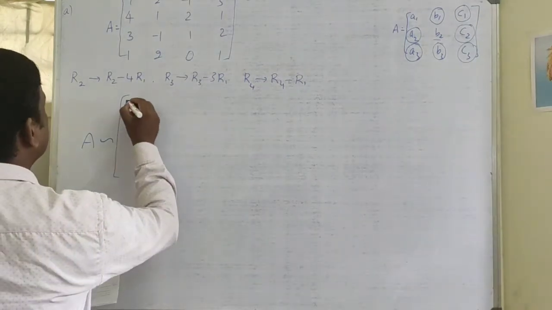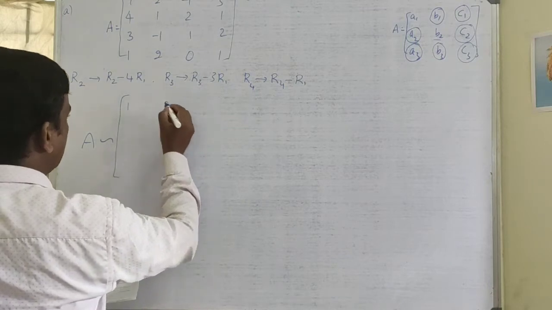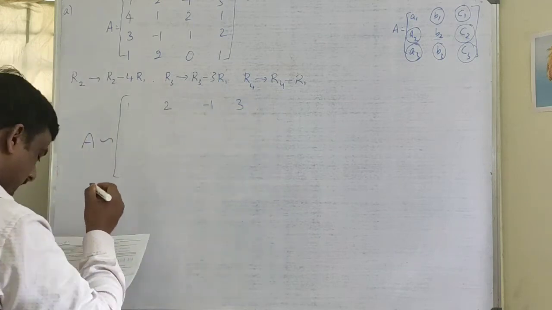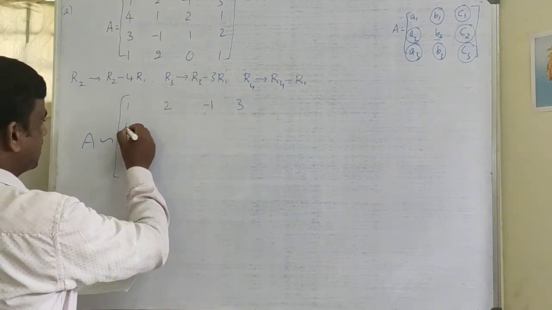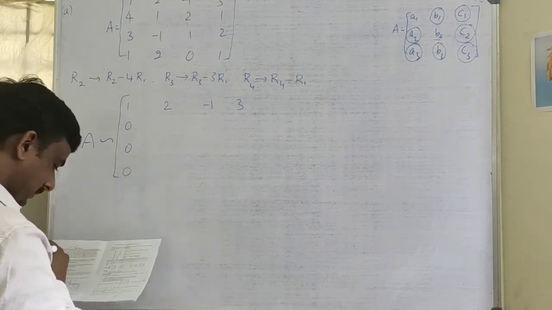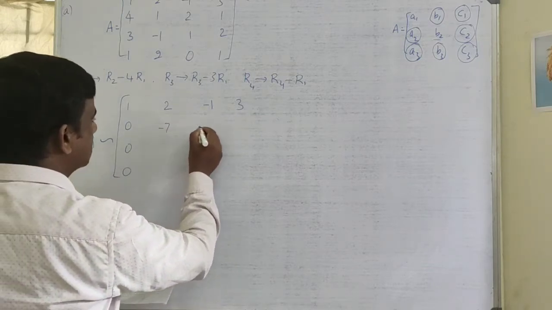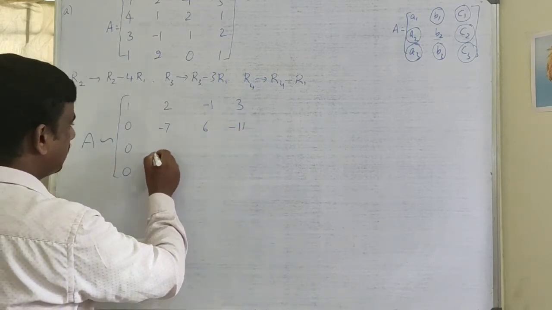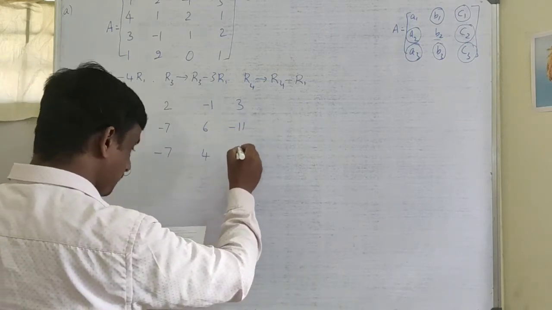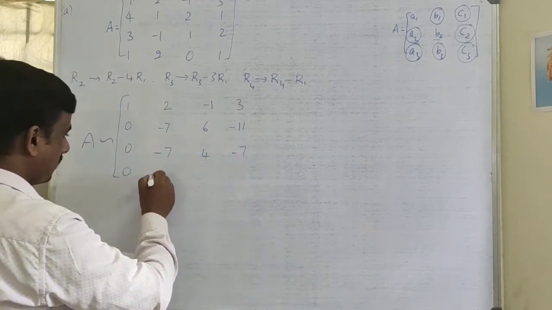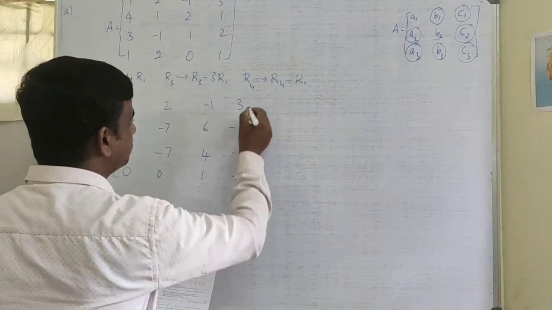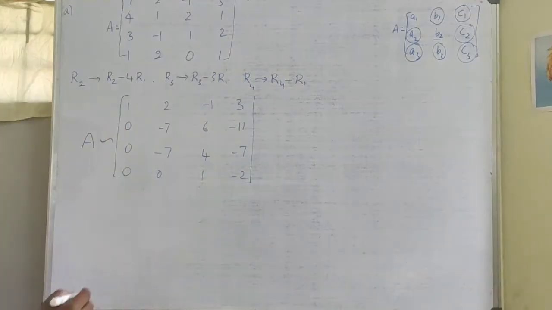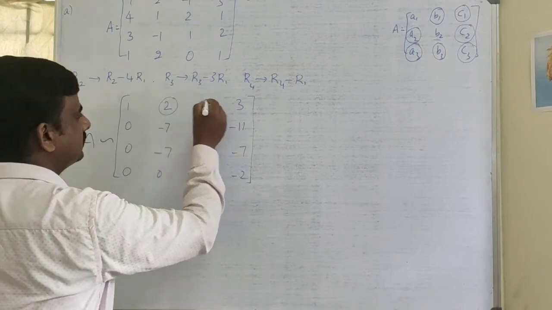Now A is equivalent to: first row, no change, 1 2 minus 1 3. Next, applying the operations, these 3 entries will be 0. So 0, minus 7, 6, minus 11; 0, minus 7, 4, minus 7; 0, 0, 1, minus 2. Now applying the operations, I got this. Next, I have to make this 0.